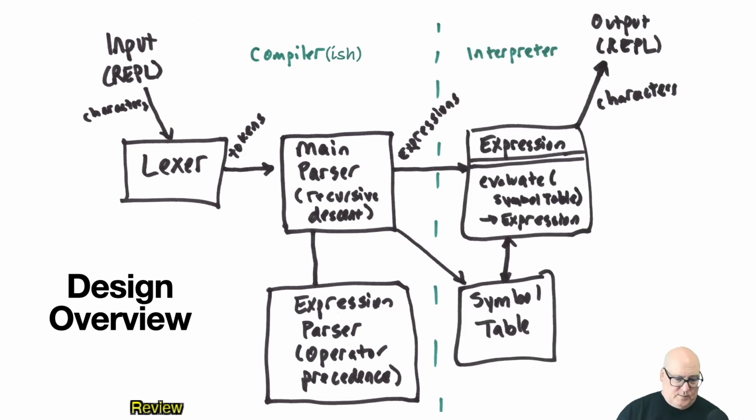Then we get to the interpreter side. The interpreter is built around these expression trees. So all the lexing and parsing was done to produce an expression tree. And it's got an evaluate method that takes a symbol table and produces an expression. The reality is some expressions are like the concrete values, like integers, floats and booleans, and other expressions are more function calls and lambdas and whatever else.